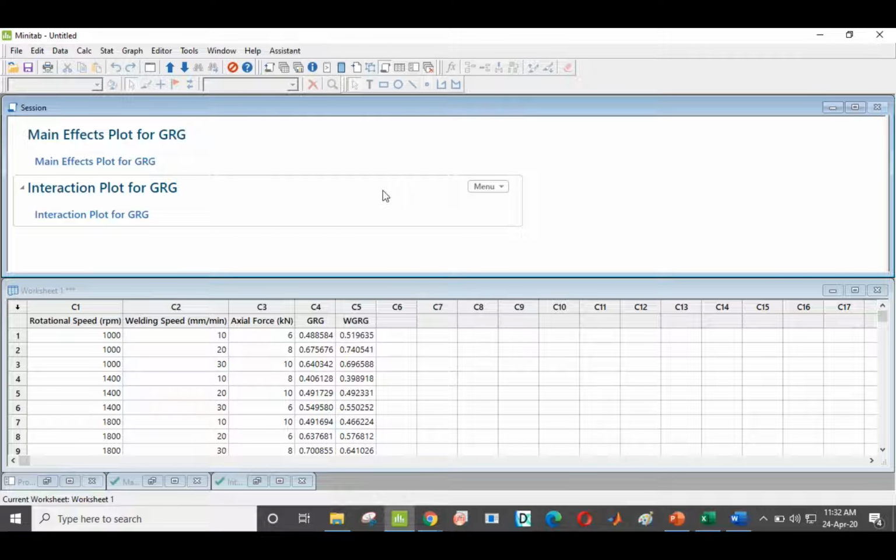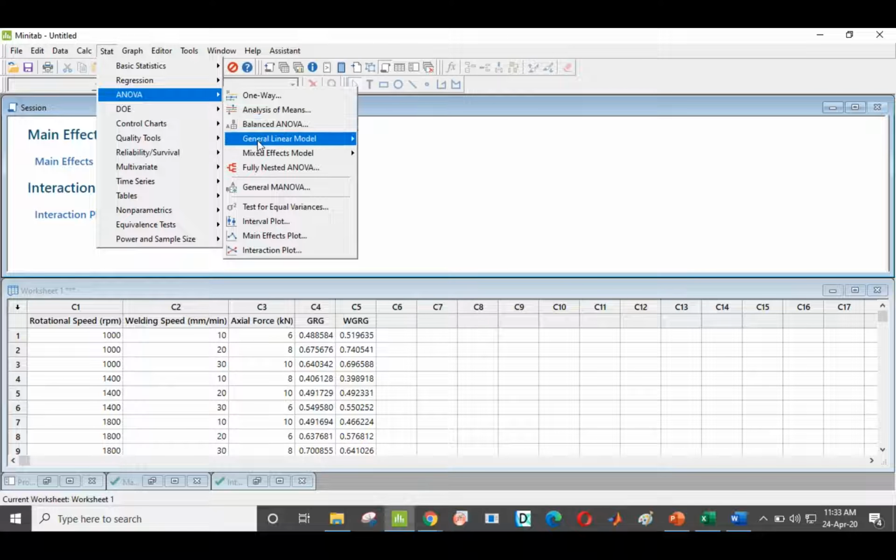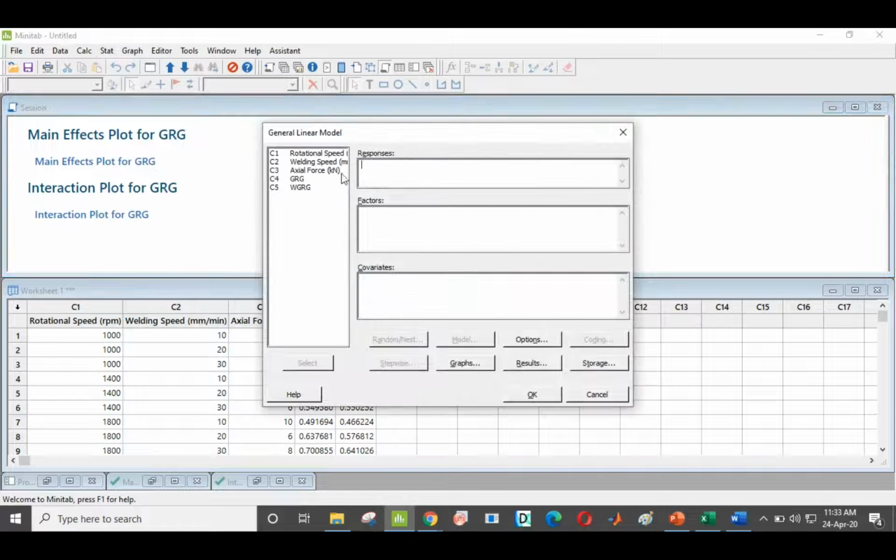And with the confidence interval, because we are going to perform this ANOVA based on a 95% confidence interval. So what is the R square value that we are going to obtain? Whether my model is a fitted one, whether my data is better data, that can be obtained only from this ANOVA. So Stat, ANOVA, here you have the general linear model. So fit general linear model. The response is grey relational grade, and the factors are the inputs.